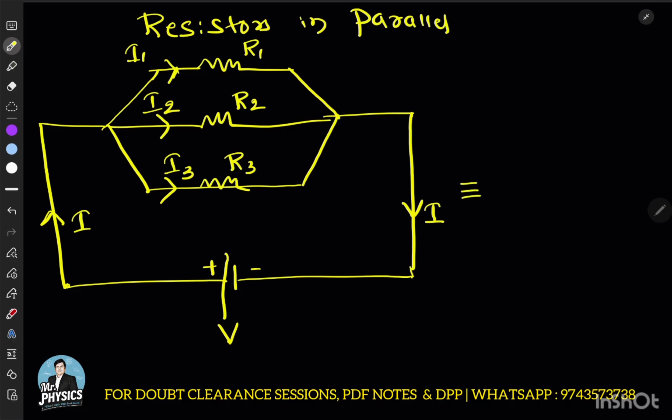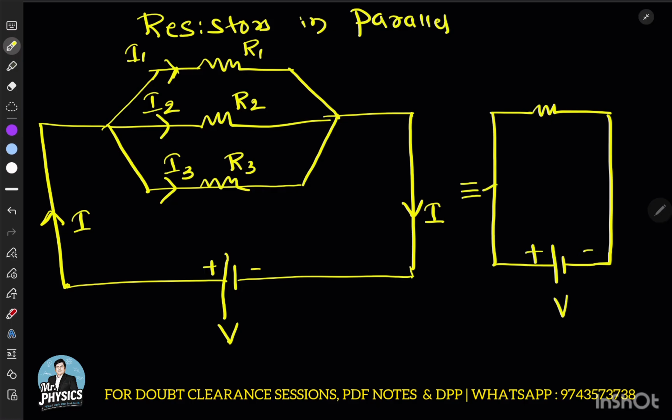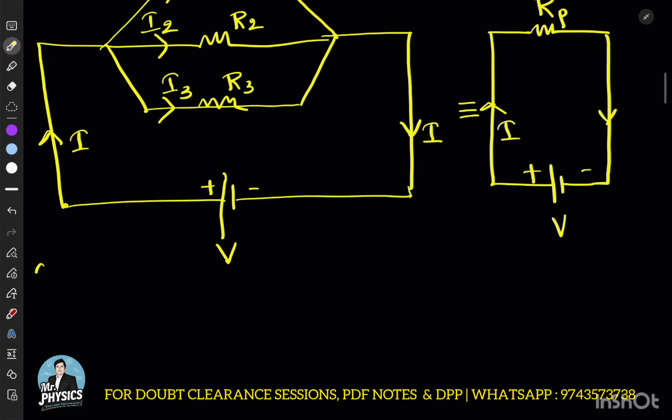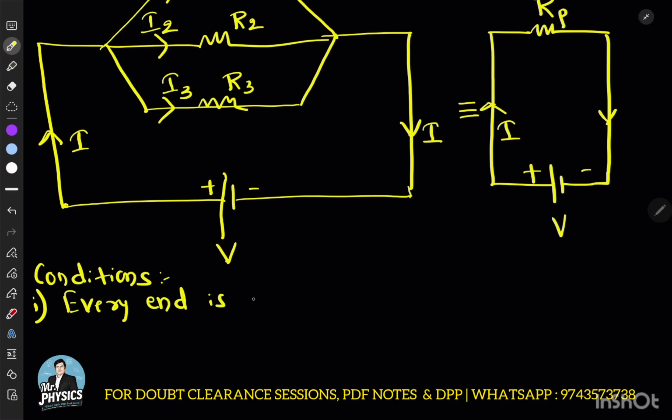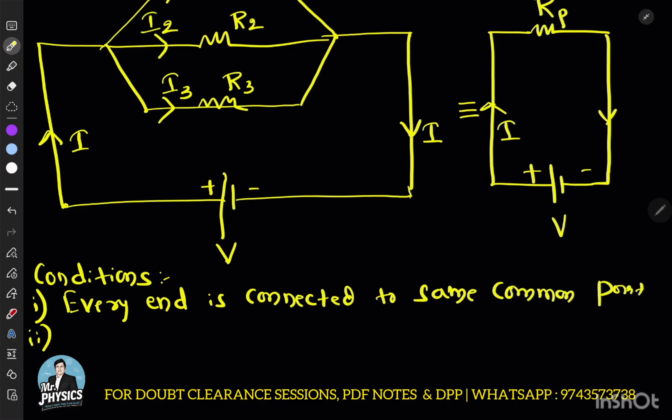For this we take an equivalent circuit, and that equivalent circuit consists of a single resistor, and the name of that single resistor we will take as RP. So as usual, the conditions for this, just like how we derived for series combination: the first one is every end is connected to the same common point.